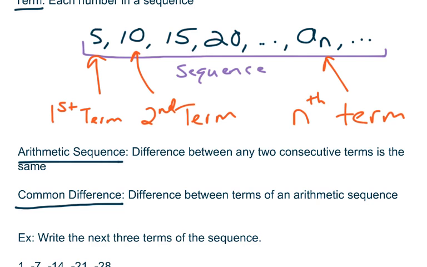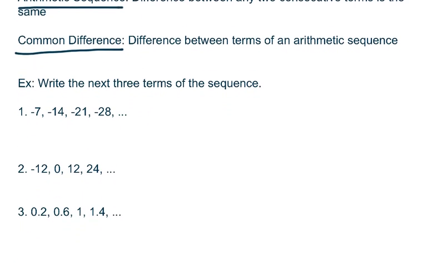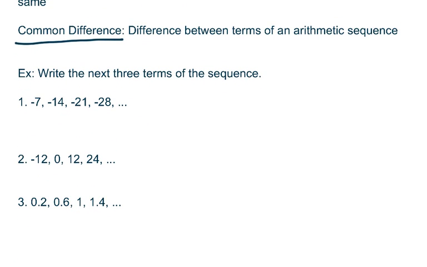Okay, so the first couple of examples are going to be fairly easy. Write the next 3 terms of the sequence. In number 1, to go from negative 7 to negative 14, that would be down 7. To go from negative 14 to negative 21, that would be down 7 again. From negative 21 to negative 28 would be down 7 one more time. So for the next 3 terms, we just continue subtracting 7. Negative 28 minus 7 is negative 35, then going down 7 more would be negative 42, and then 7 more would be negative 49.